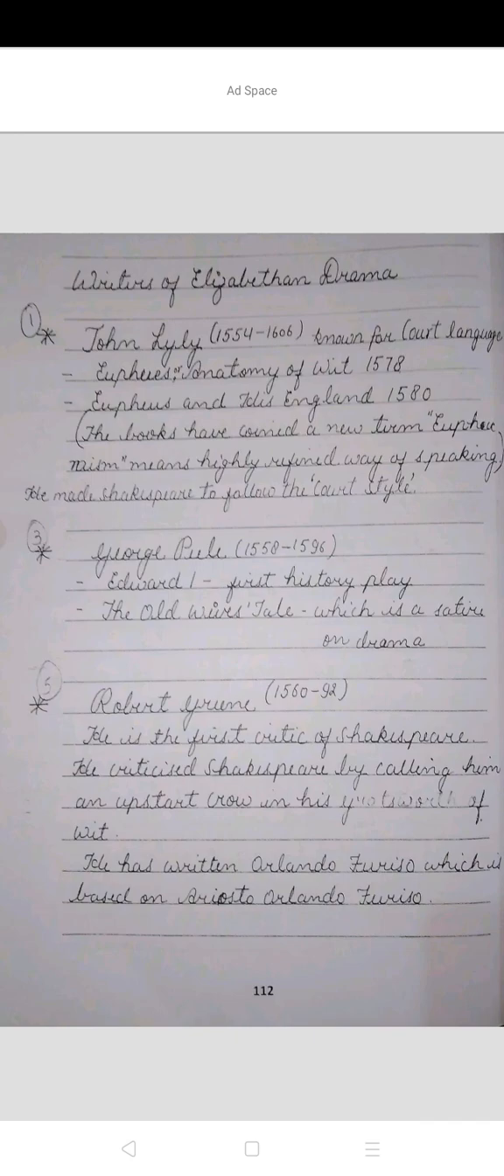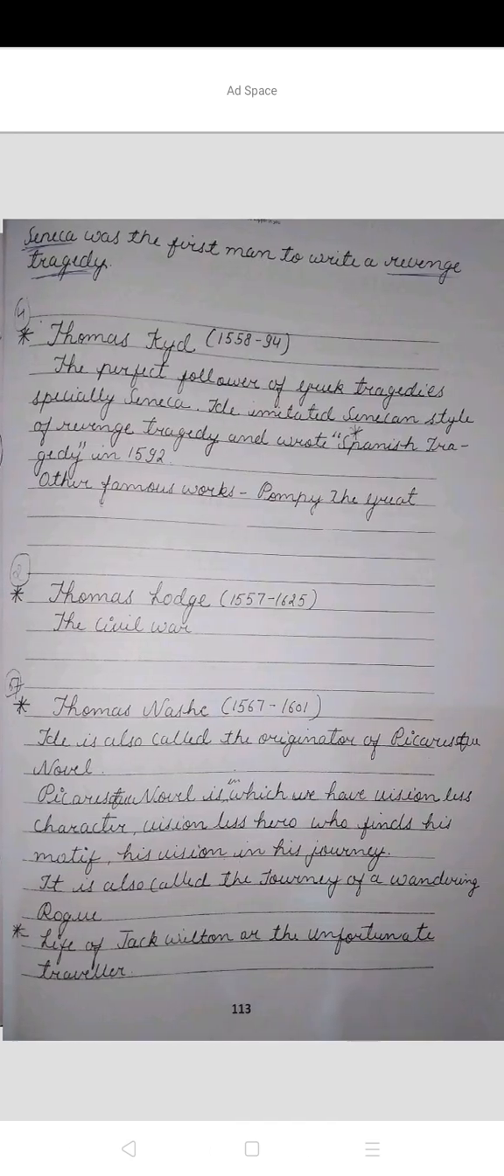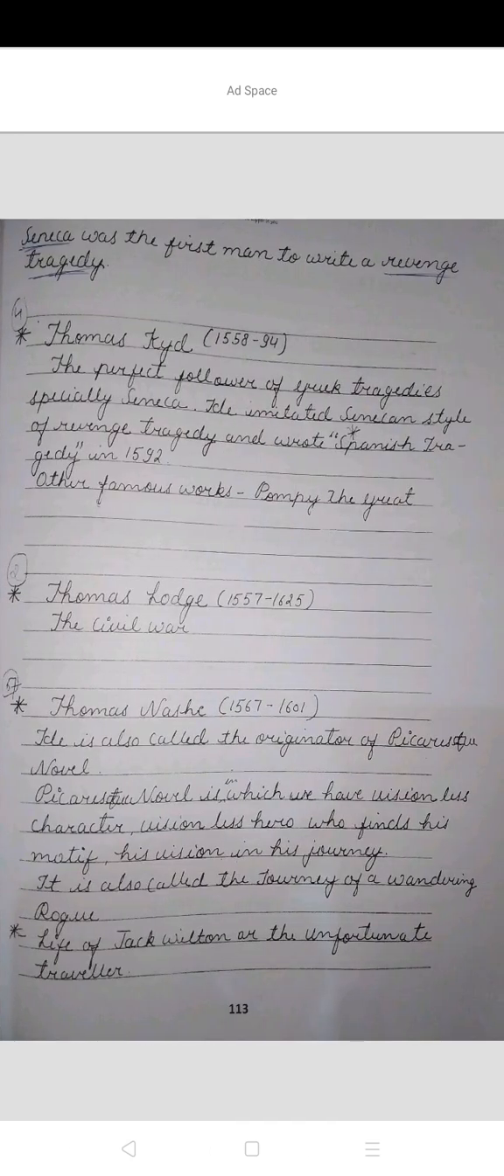The next writer is Thomas Nash, whose time is 1567 to 1601. He is also called the originator of the picaresque novel. A picaresque novel is one in which we have a visionless hero who finds his motive, his vision, in his journey. It is also called The Unfortunate Traveller, or the Life of Jack Wilton, as one of his other works.